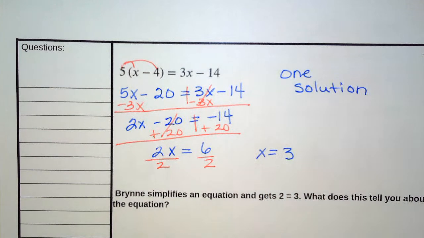So as we're looking at this, there might be an infinite number of solutions, there might be no solution, or one solution. Those are the three types of solutions we find with linear equations.